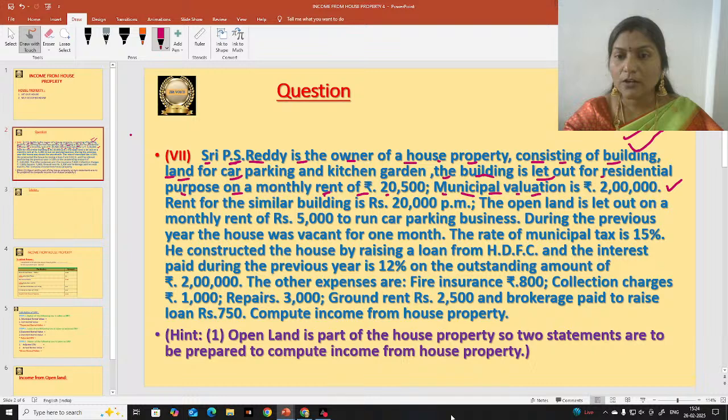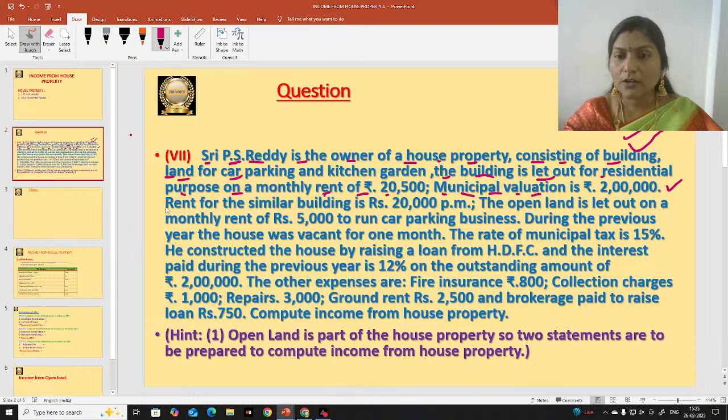So with the information I read here, we came to know that monthly rent is 20,500. Every month he is collecting 20,500. That is actual rental value. And next, MRV, municipal rental value, municipal valuation is 2 lakhs rupees. If they don't mention whether it is for 1 month or 1 year, then we have to assume that it is for 1 year. So municipal valuation of 2 lakhs rupees is for 1 year. If it is per month, clearly they will mention per month or monthly rent. So here that is for 1 year. So MRV is for 1 year.